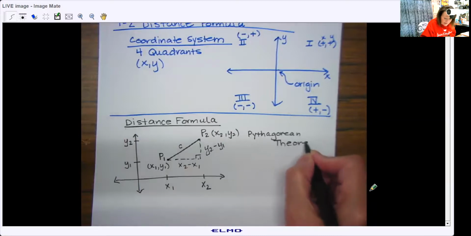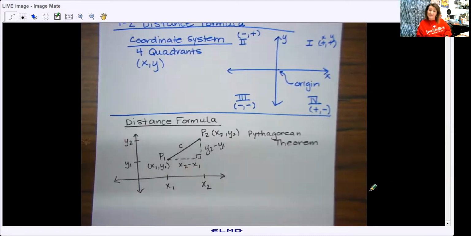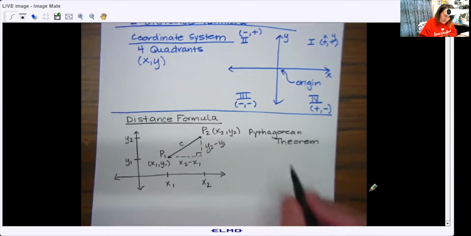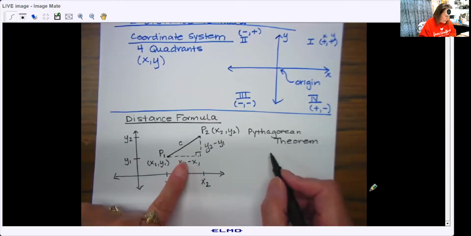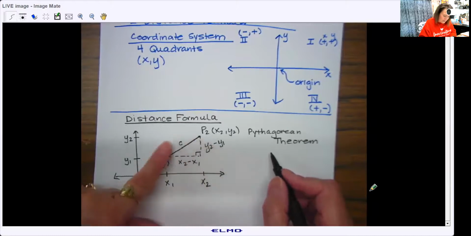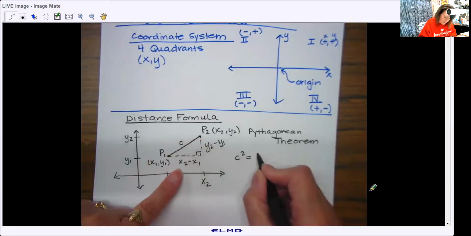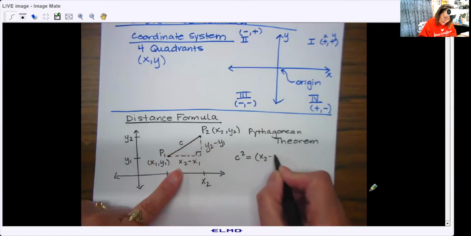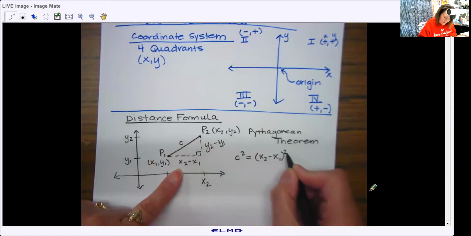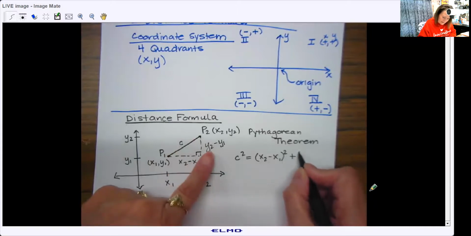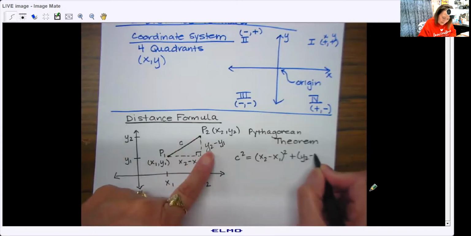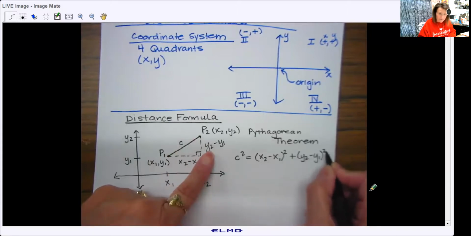By the way, Pythagoras did not come up with the Pythagorean theorem first, but he just got credit for it. Just a little more history for you. So here we go. This side squared plus this side squared equals this side squared, or C squared is equal to (x2 minus x1) squared plus (y2 minus y1) squared.